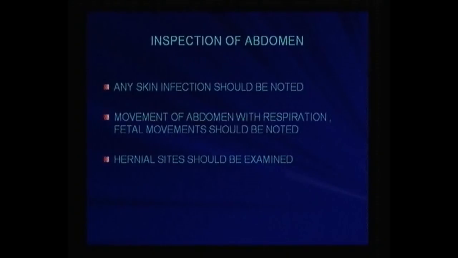The condition of the skin is very important. If the patient is harboring scabies or a fungal infection and we plan to do a cesarean, this would become difficult. So any infection on the skin should be noted and treated. The movement of the abdomen with respiration should be noted, and at times we may be able to see a fetal movement. The hernial sites all should be examined. Special comment should be made on a previous scar where an incisional hernia should be looked into if present, because if the patient has resurgery, then the repairs can be carried out at the same time.